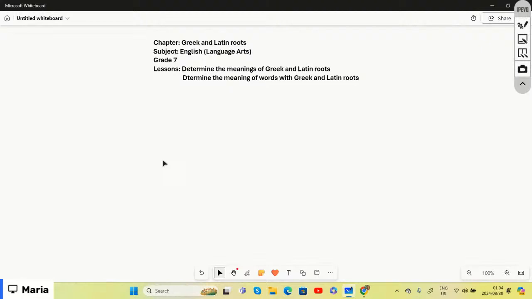This is a continuation of our previous lesson, where we spoke about how we can determine the roots of a word in order to make meaning of other words, and how we can make meaning of other words by using the same root word.